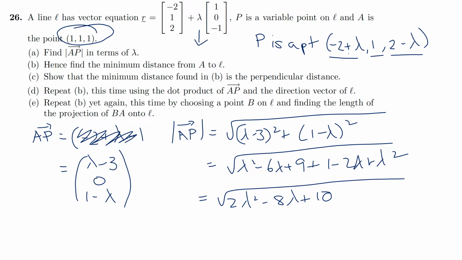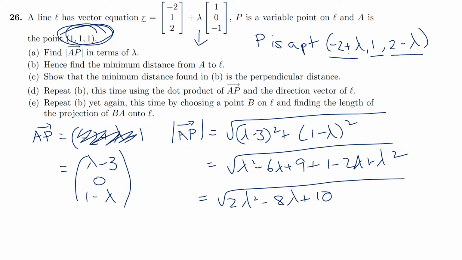So then when it says hence for B, find the minimum distance from A to L. Remember, L is just the line and A is the point (1, 1, 1). So AP is a point on that line. So we've already got the distance, but we want the minimum distance. So we want to minimize that equation. Now, there's a couple of ways to do that. We could do it by observation.